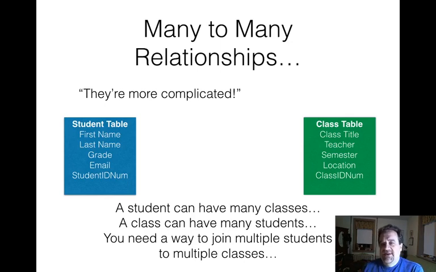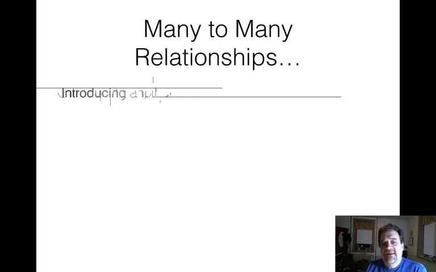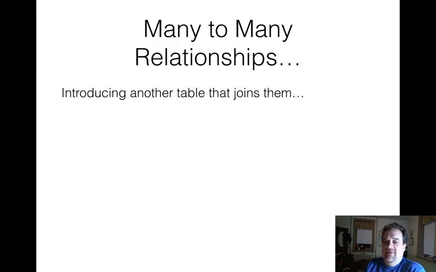In other words, a student can have 5 classes, and any one of those classes could have 20, 30, 40 students in it or more, right? So you need a way to join these multiple students to multiple classes and kind of keep track of who's in what. This is where we introduce a concept of a table that joins them together.